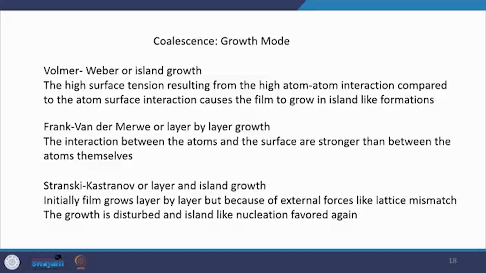Now, there are several growth modes while depositing thin films onto the substrate. One is the island type of film growth, where the high surface tension results from the atom interactions being stronger compared to the atom and surface interactions. Due to this, there will be growth of island type thin films. These are very useful for forming island type metal thin films, which are nowadays very useful for plasmonic applications or some other optical applications.